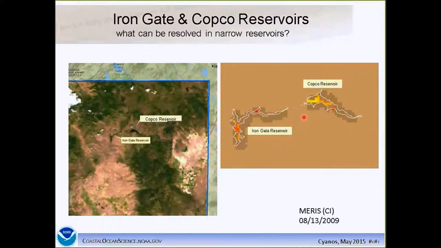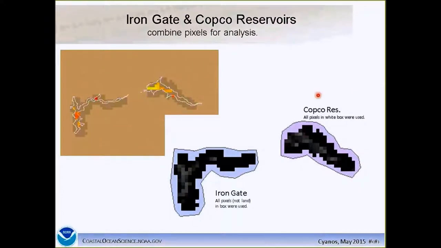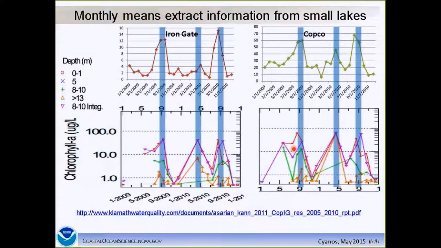The white line is, of course, the polygon we got from the state. So we can't pick up all information, but these are valid pixels. The dark brown are areas that we're examining in case they might be usable data. We extracted the polygons from both of these, and what we found is if we average these up at a monthly scale, you can identify the blooms in these small areas. The individual scenes kind of come and go.